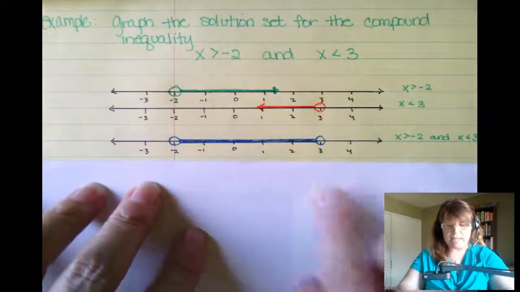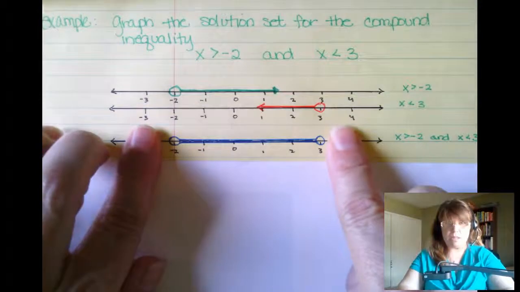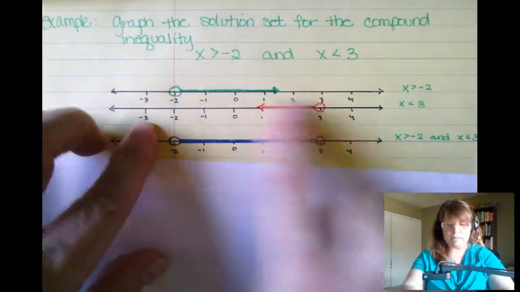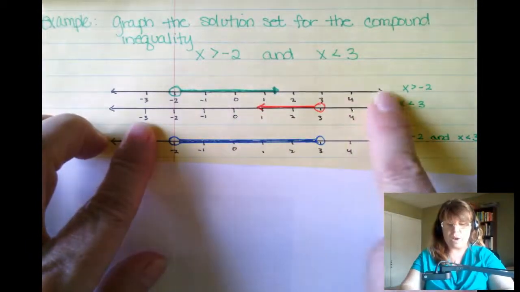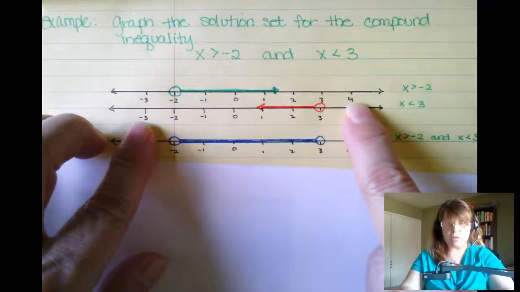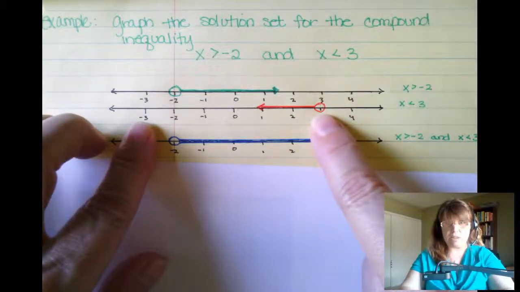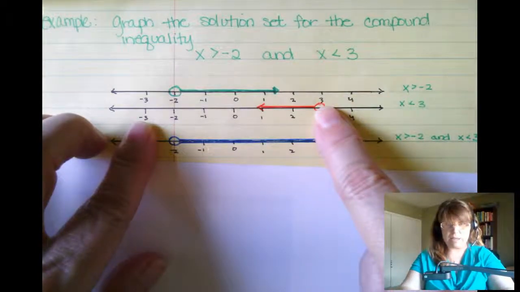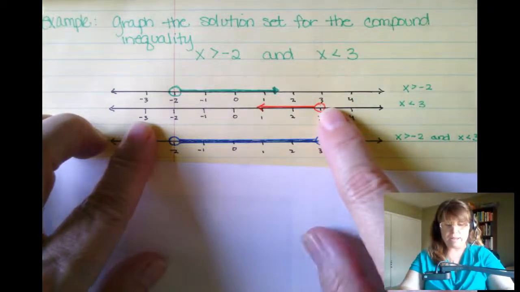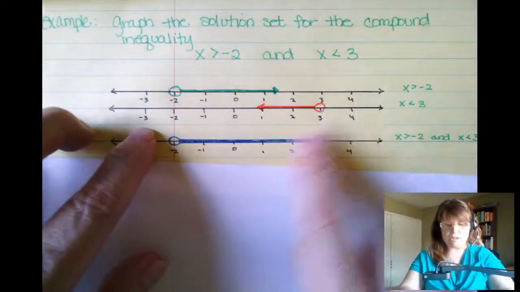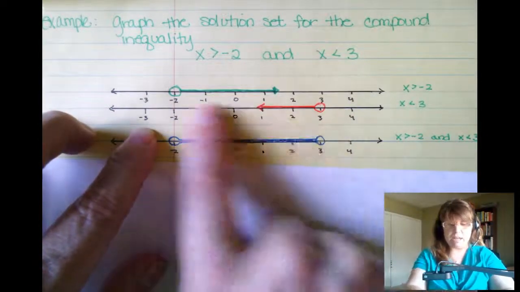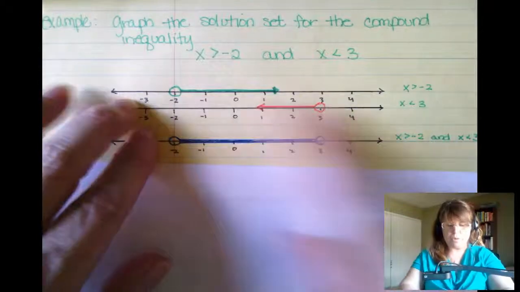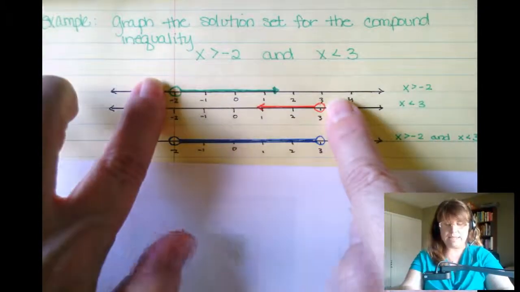So our solution set is everything in between, because once you go off to the right, 4 is no longer a solution because it's not less than 3. 5 is not a solution, it's not less than 3. Likewise, -3 is not a solution because it's not greater than -2. So it's only in between. It's an and.